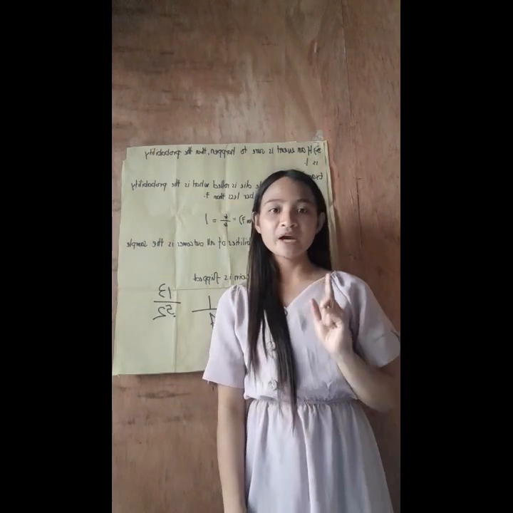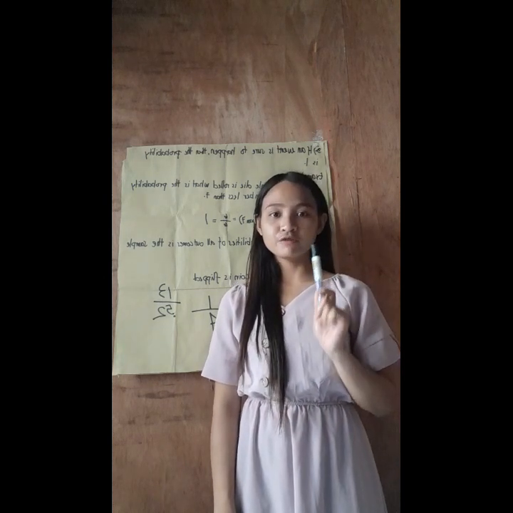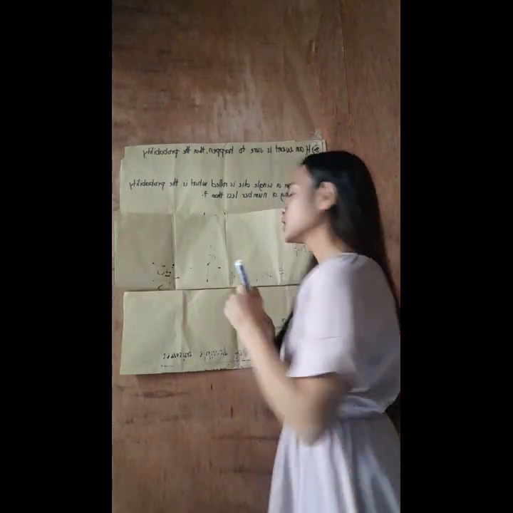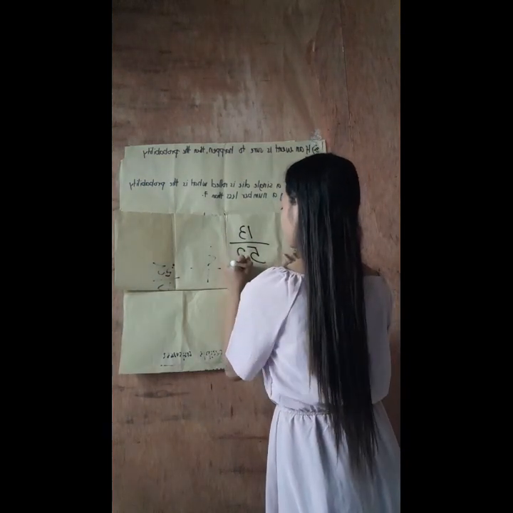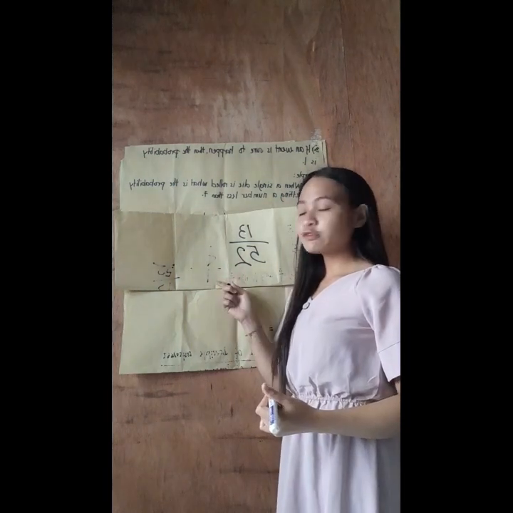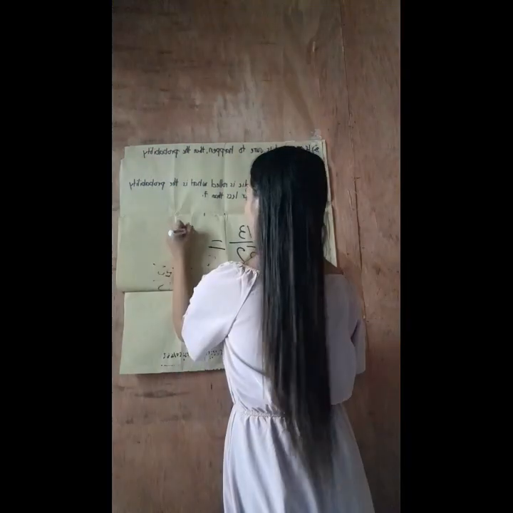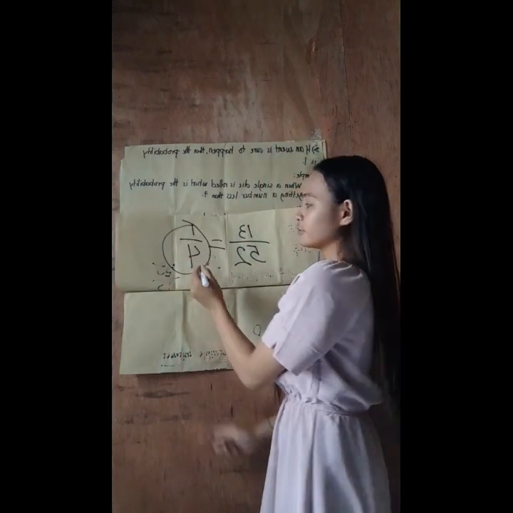One and only reminder, class, your answer must be in the simplified form. For example, 13 over 52. The simplified form of 13 over 52 is 1/4. This is the simplified form.